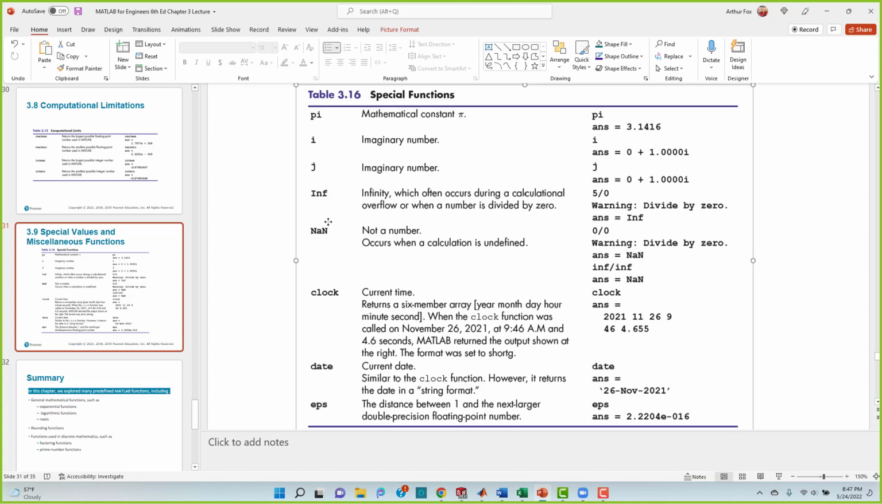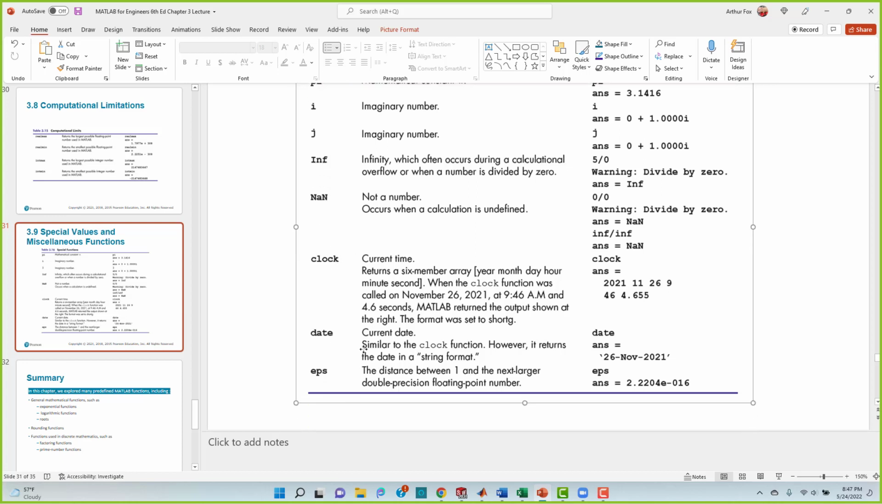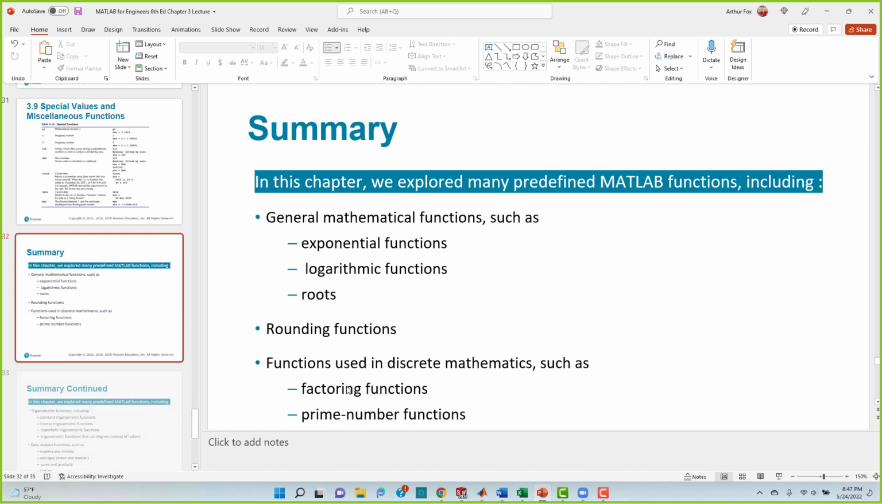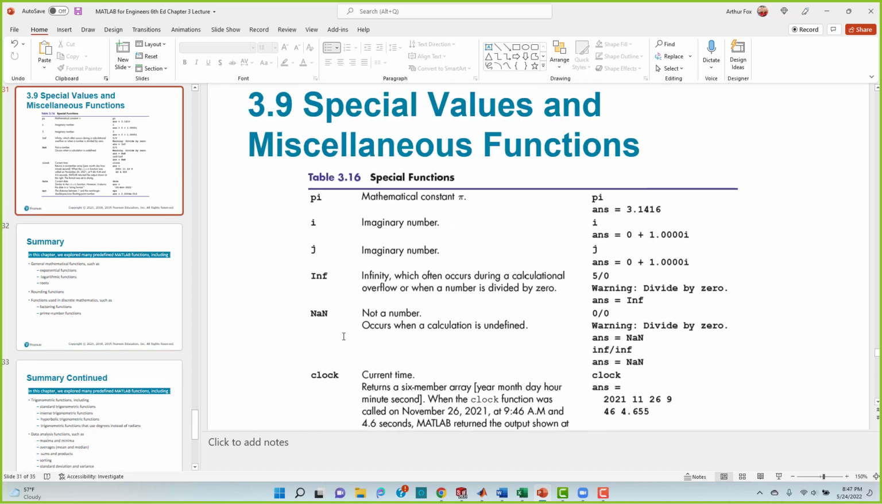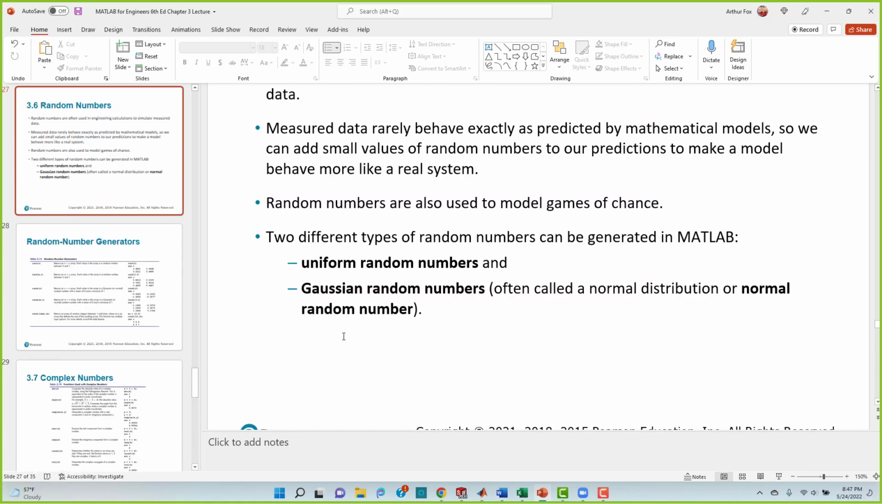Yeah, so infinity means just a number that you get when you divide by 0. NaN is not a number. Clock tells you the current time, date tells you the current date, and EPS is the distance between one and the next larger double precision floating point number. Wow, I think I've used that never. I didn't even know it existed. So there are all the functions and stuff in this chapter.